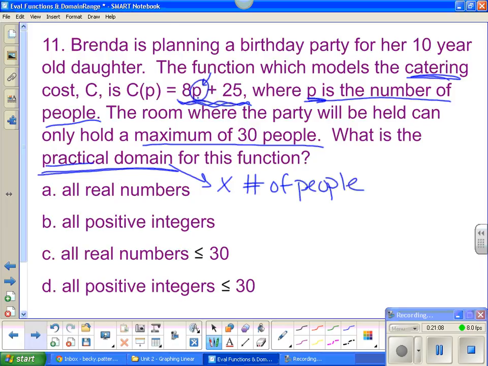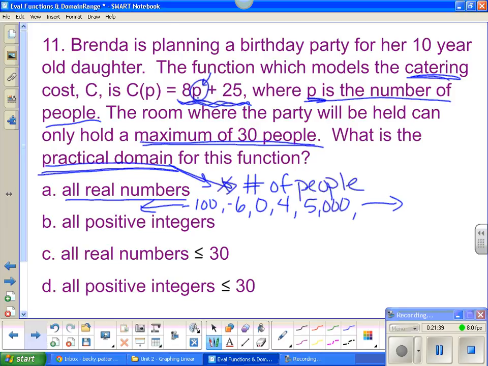So what is a practical domain for the number of people coming to this party? Well, if you say it's all real numbers, you're talking about -100, -6, 0, 4, 5,000. I mean, numbers in both directions, all positive and all negative. That doesn't make sense. I can't have negative people at the party. And I also can't have 5,000 people at this party because it said we can only have a maximum of 30 people. So this doesn't make sense.